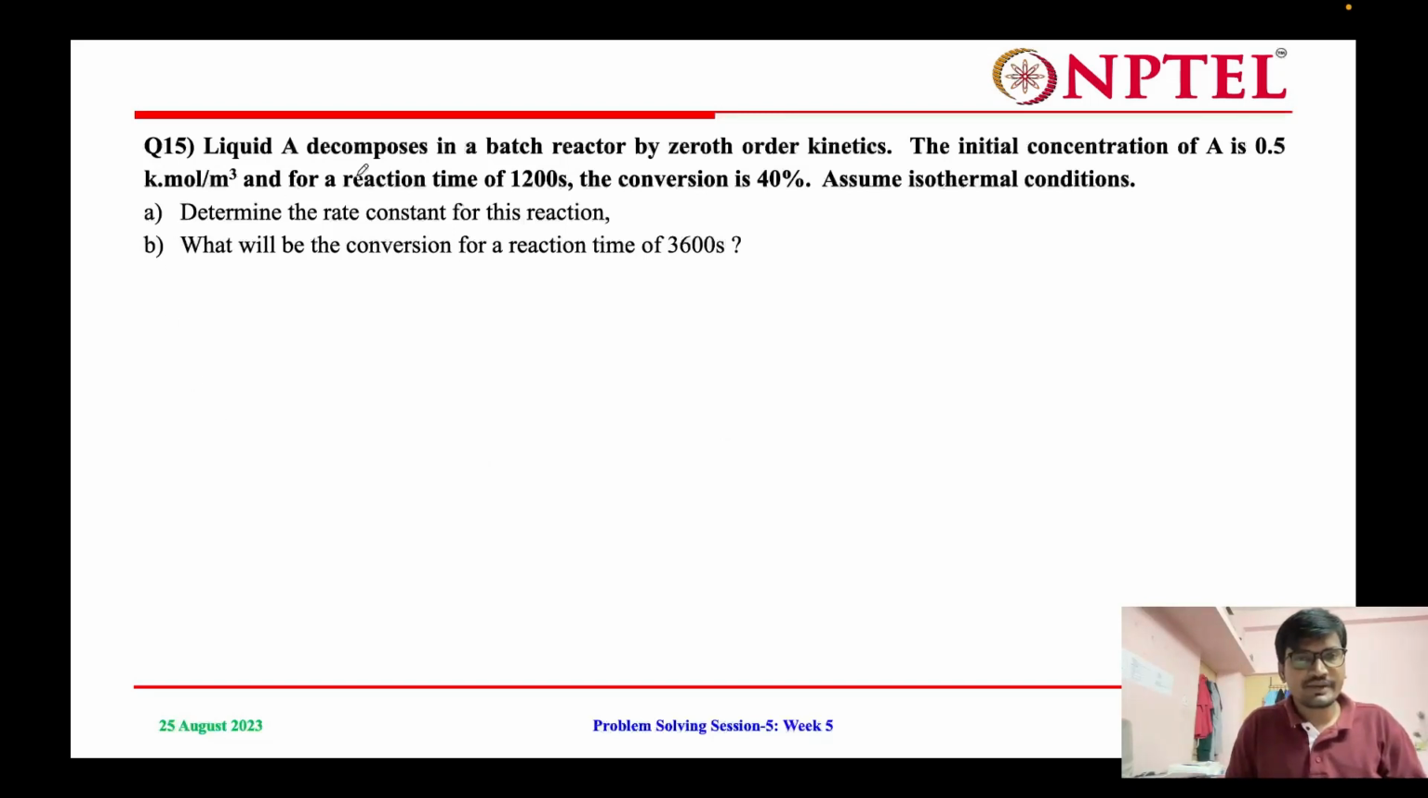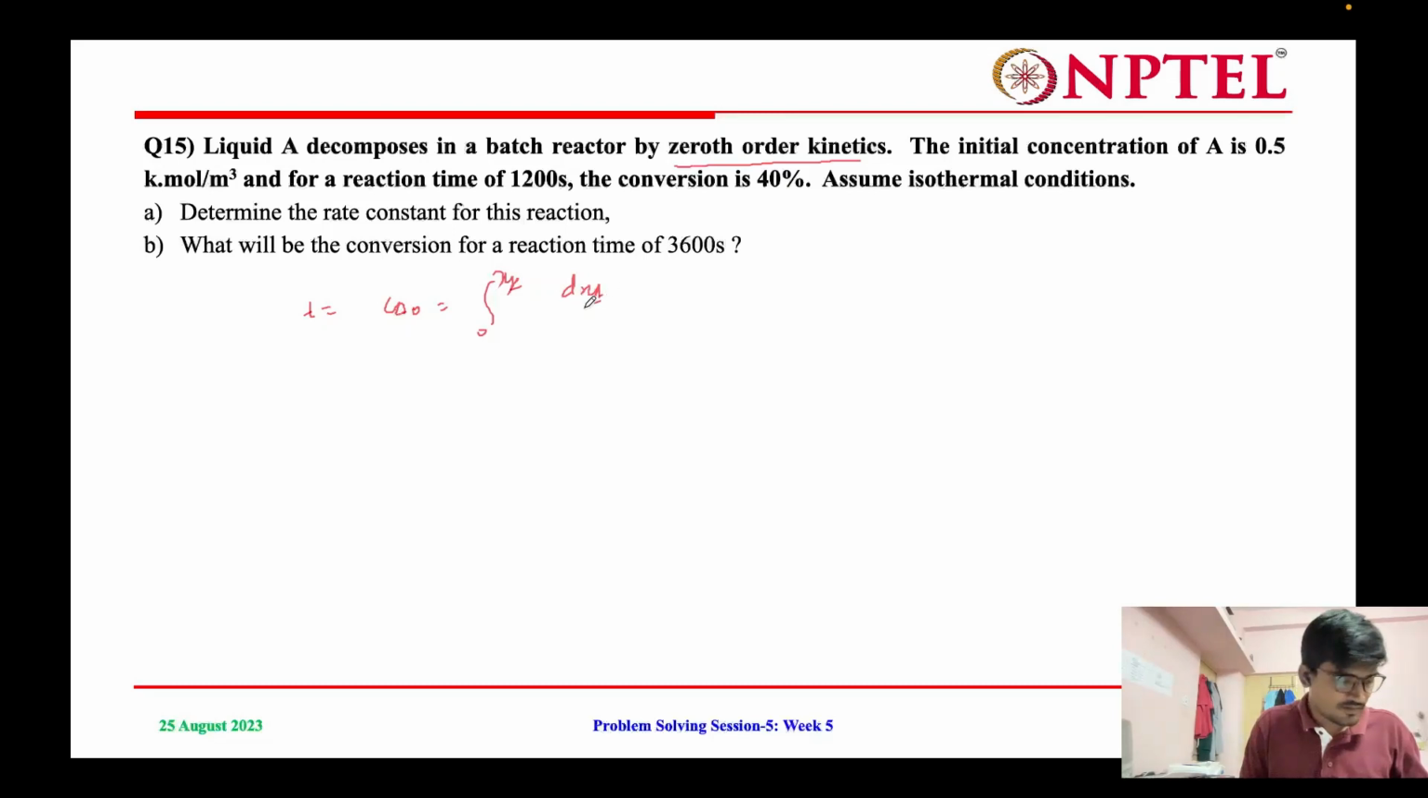Question 15. A liquid is decomposed in a batch reactor by zero order kinetics. The initial concentration of A is 0.5 kilomole per meter cube and the reaction time is 1200 seconds. The conversion is 40%. Assume isothermal conditions. So the batch reactor with zero order kinetics. The performance equation for the batch reactor is integral of dXA from 0 to XA. Here t, initial concentration, and conversion are given.